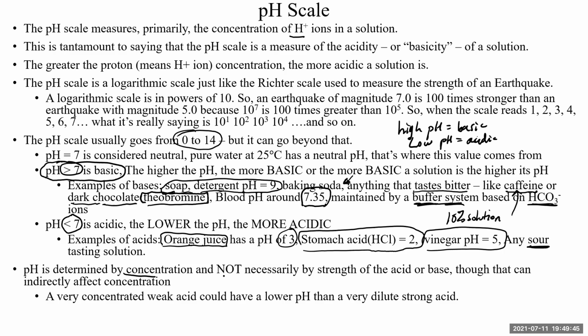pH is determined by concentration, not necessarily by the strength of the acid. Of course, the strength of the acid can help bolster concentration, but it is not necessarily all up to just the identity. You can have a solution of a strong acid with a higher pH, thus a less acidic pH, than a weak acid, depending on their relative concentrations.